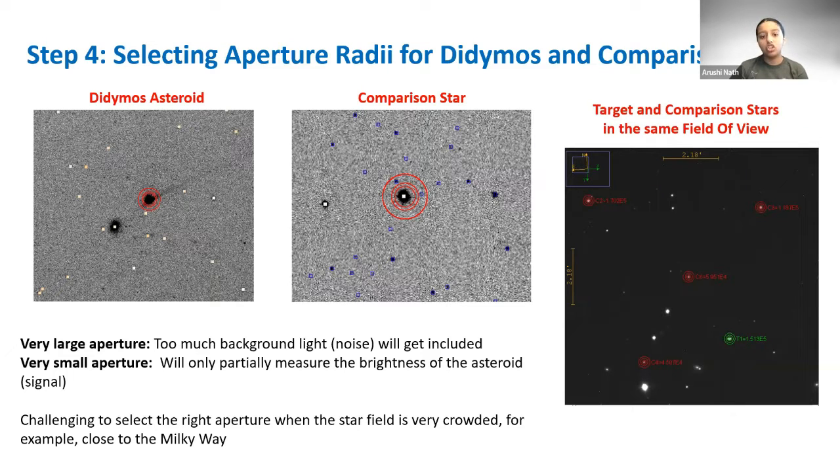And I also had to select a second circle, which is the background noise, because there's always noise in my images, and I need to get a solid background of how much noise there was so I could subtract it from my observations.